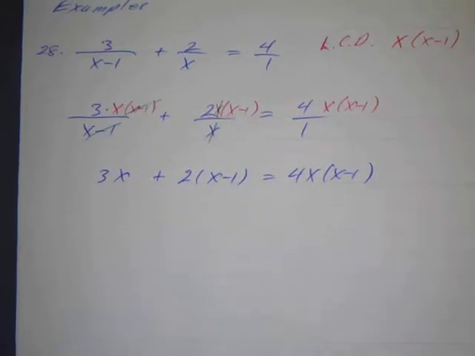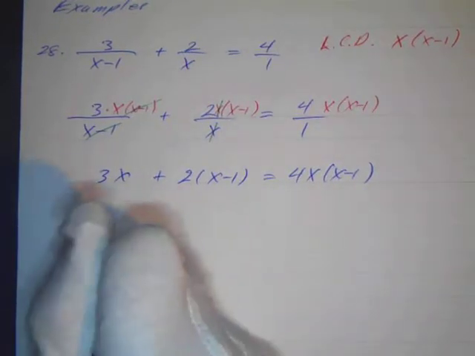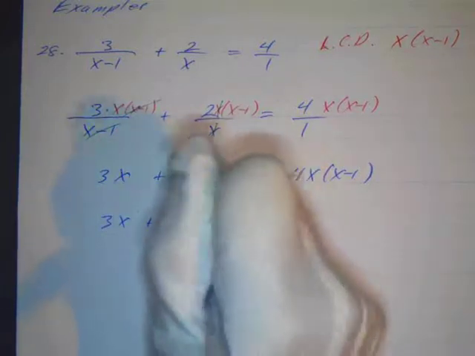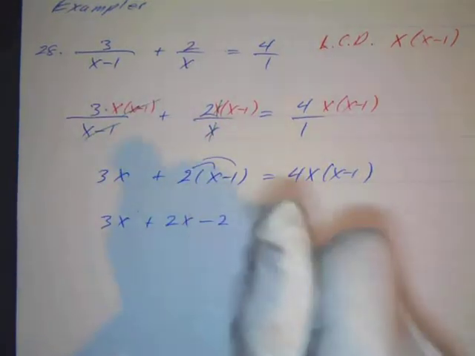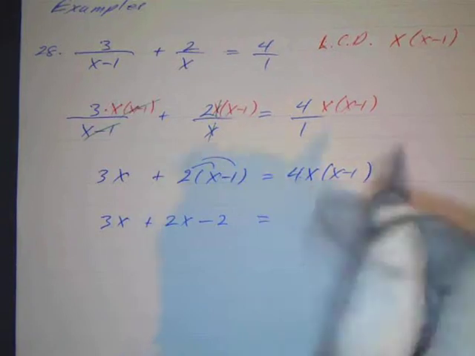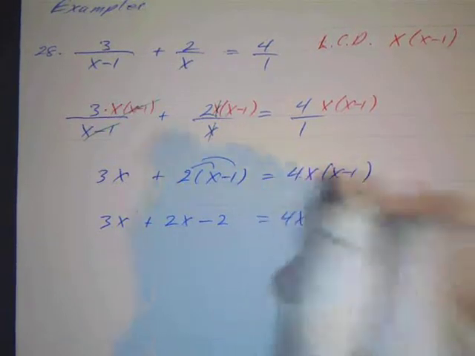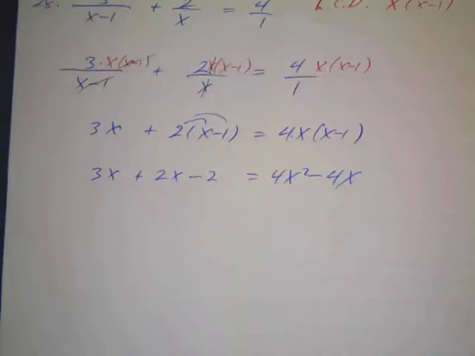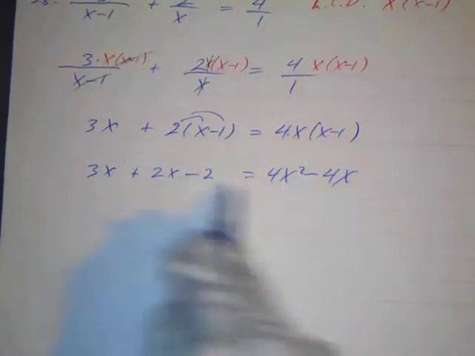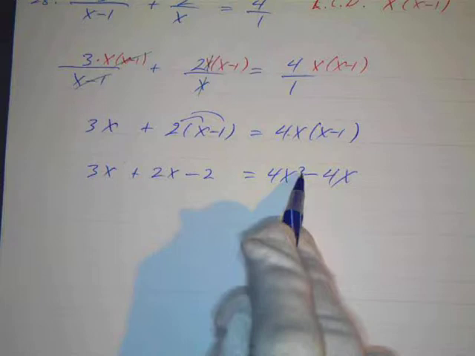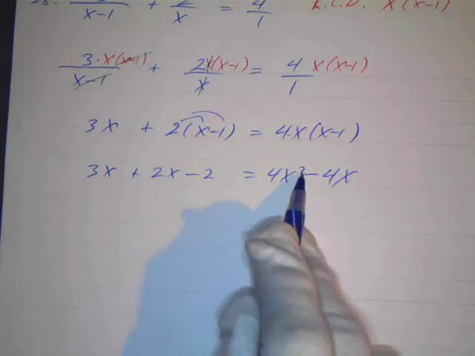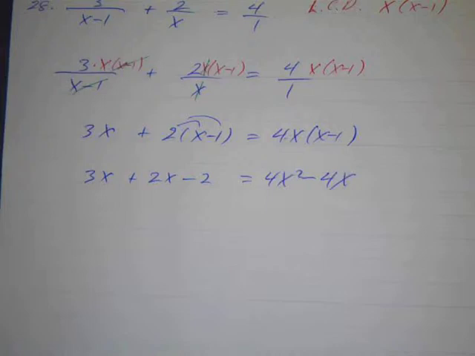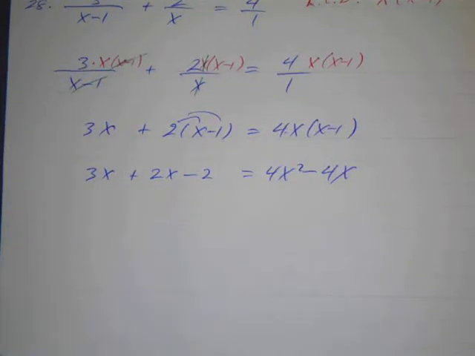Let's get to work on this. So we remove the parentheses, so we got 3x plus 2x minus 2, distribute, equals, and if we multiply 4x times x, I get 4x squared, minus, and 4x times 1 is 4x. Now I notice I have a quadratic equation. There's no x's over here to cancel, well, to divide out or subtract out from this or change it. So we're going to be stuck with a quadratic equation, so we have to set it equal to 0 and factor.